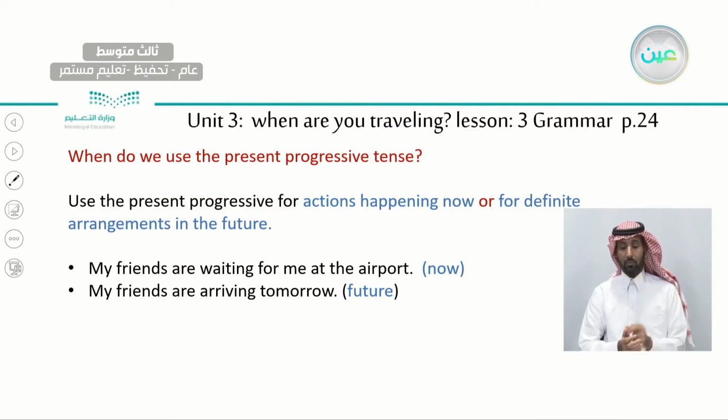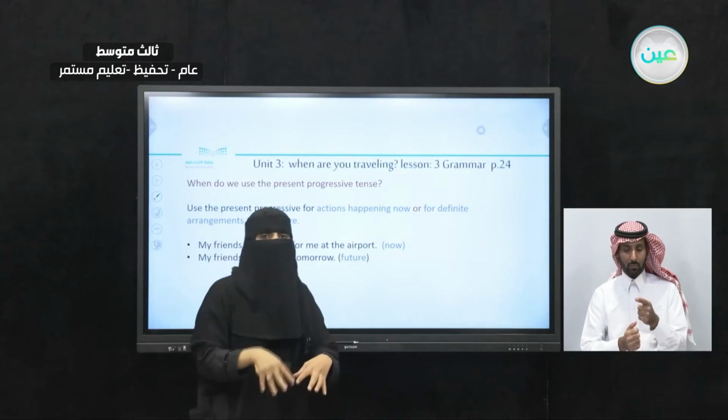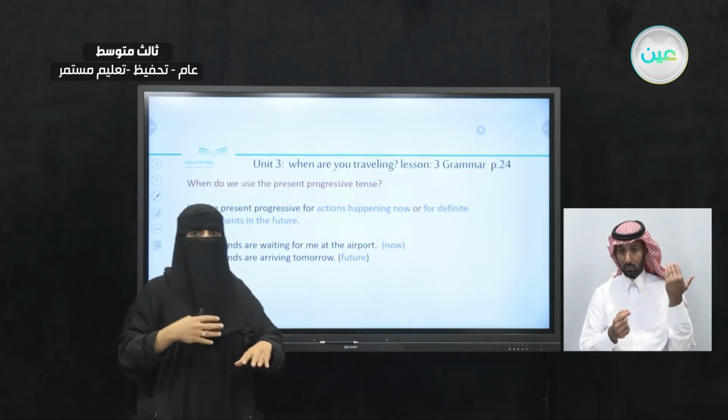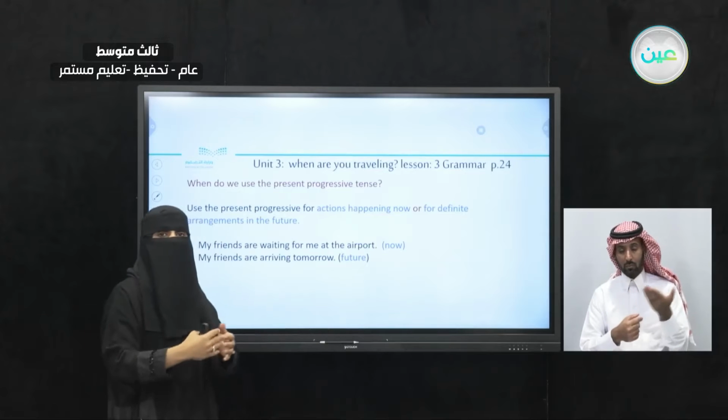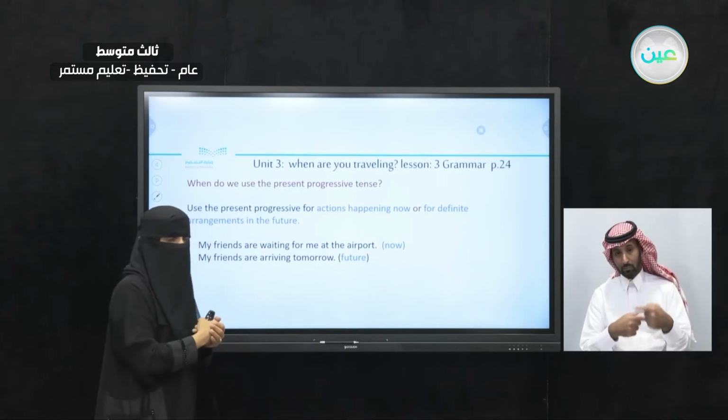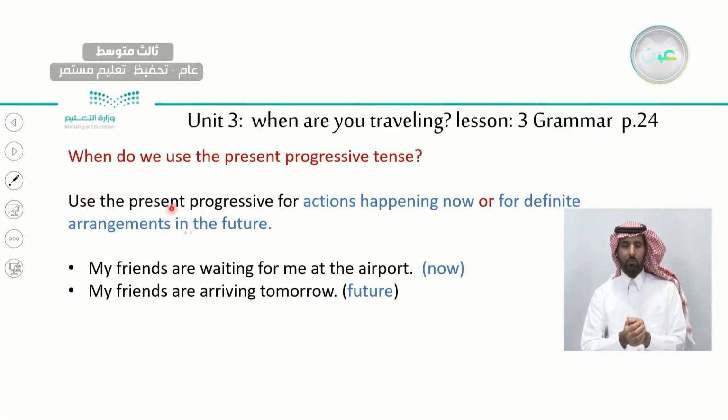So when do we use the present progressive? When do we use it? Do we only use it to talk about now? Do you remember the question before? We said we can talk about things in the future. We talked about things we're going to do tomorrow, right? So we use the present progressive for action happening now. Also for definite arrangements in the future.